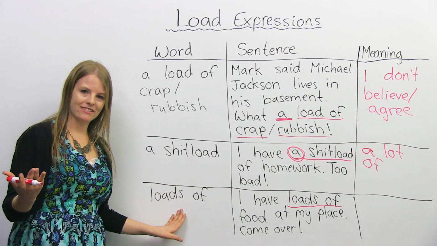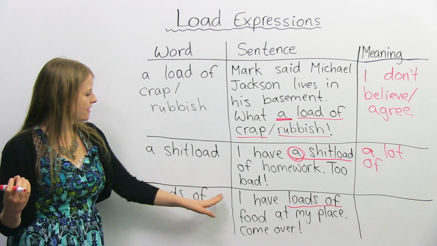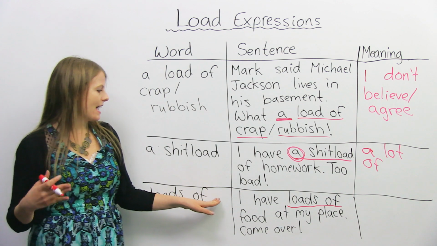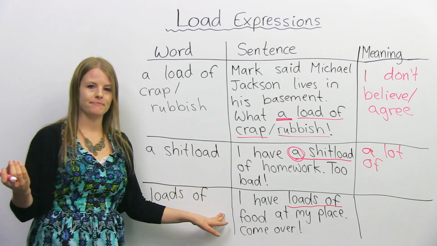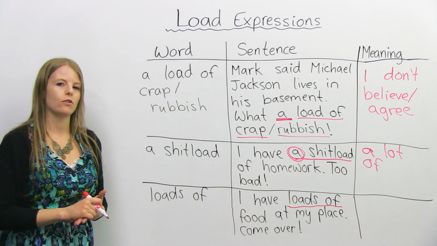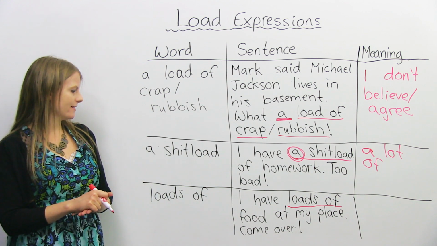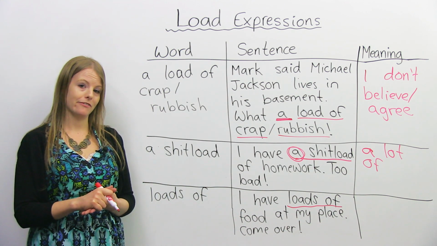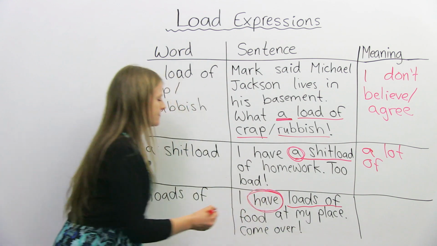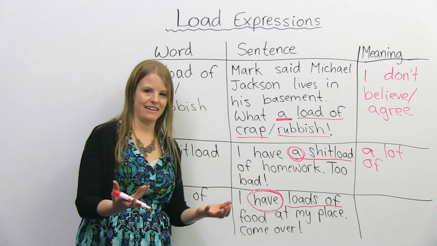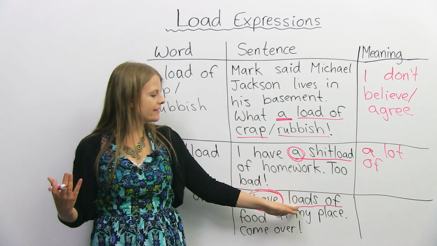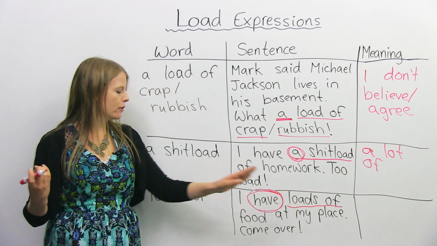Okay, so the next expression, loads of. I have loads of food at my place. Come over, okay? I have loads of food at my place. Come over. Do you think loads is a verb, an adverb, an adjective, or a noun? So take a moment. I have loads of. Well, in this case, we have the word have here. Usually you have something. So that usually indicates a noun. So loads is a noun. I have loads of food at my place.